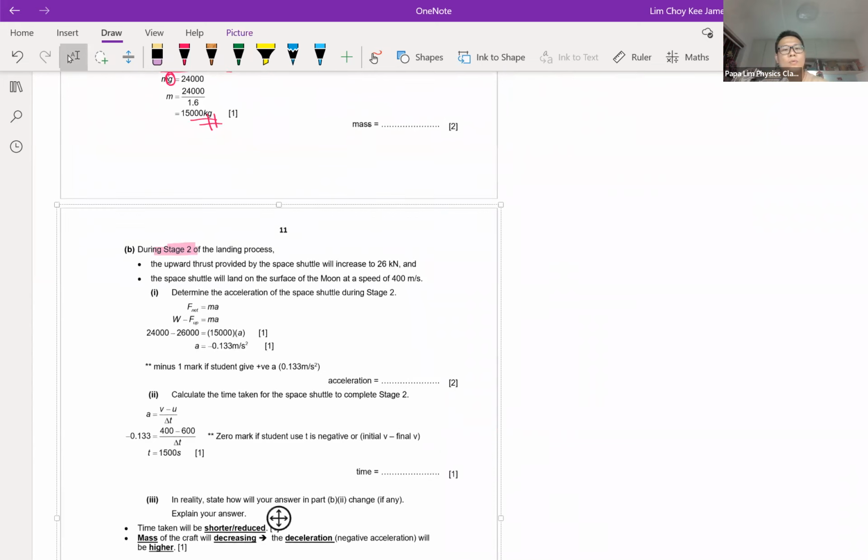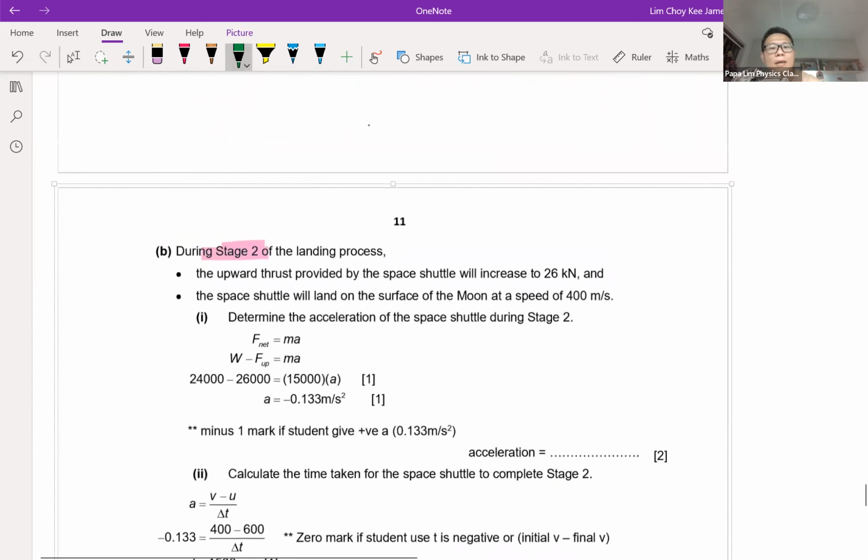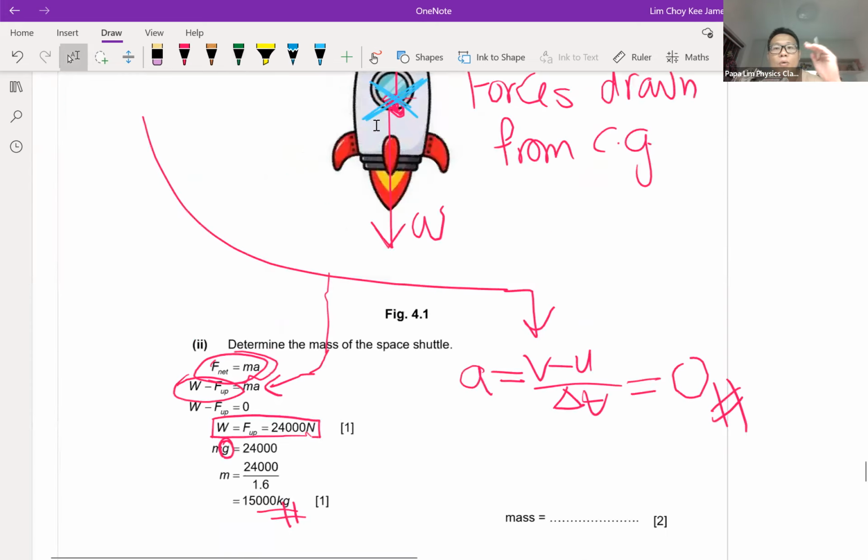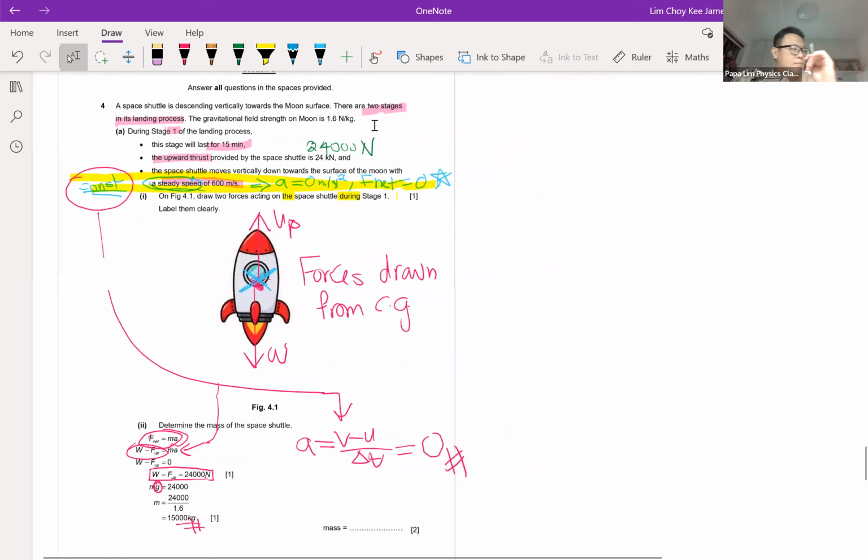Part 2 now. The question says the upthrust increased to 26,000 Newton. Then after that, it reaches the speed of 400 meters per second. Now take note, the trap or the clue that's given to you is that both parts are linked. Part A and part B are linked. So you'll find that at part A, the speed is 600 meters per second.